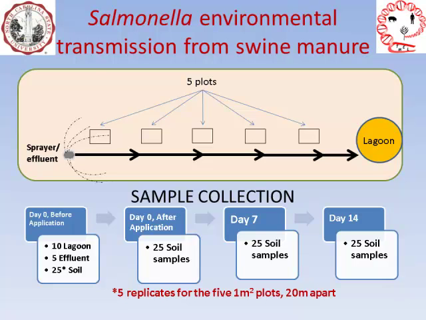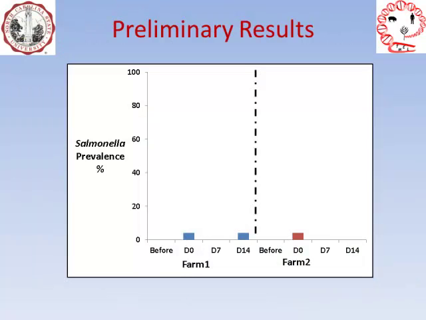On every farm, we have 5 different plots, and we take soil samples from these 5 plots of land. We sample before the lagoon manure is sprayed, then immediately after, then we come back a week later, and then 2 weeks later. So we have 4 different samplings from the same lot of land. We are also collecting lagoon samples.